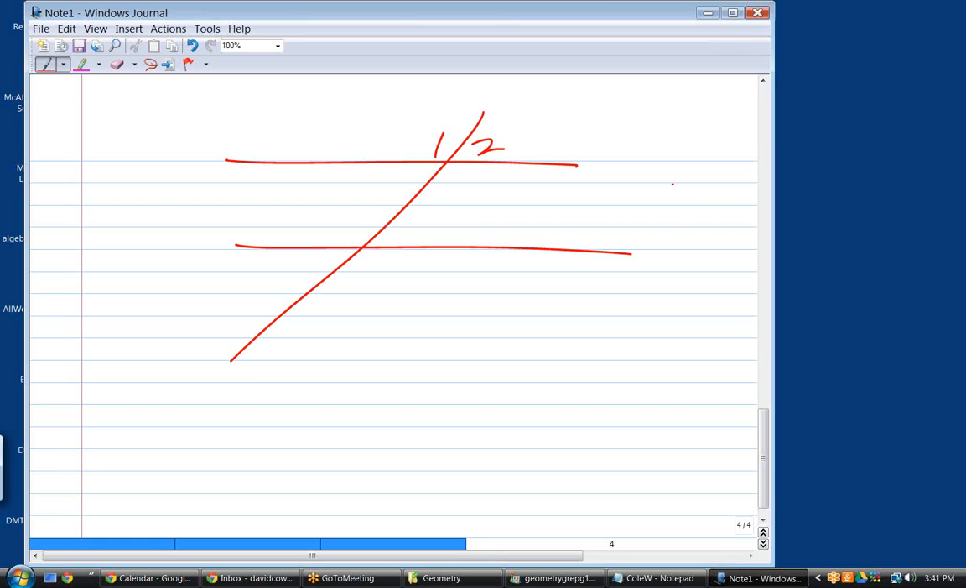But if you're doing a geometric proof and you're trying to prove that 2 is equal to 6, you have to cite the proper theorem. Or let's say you're trying to prove that 3 is equal to 6, then you would use the alternate interior angle theorem. Okay? In other words, they don't just have one theorem, which it seems like they should. They have 4 different theorems that relate all 8 of these angles.